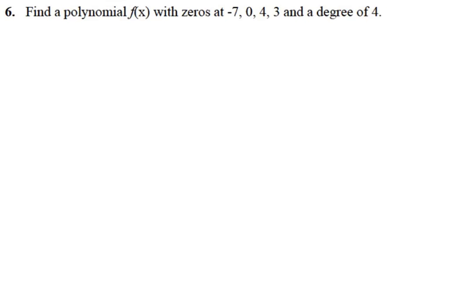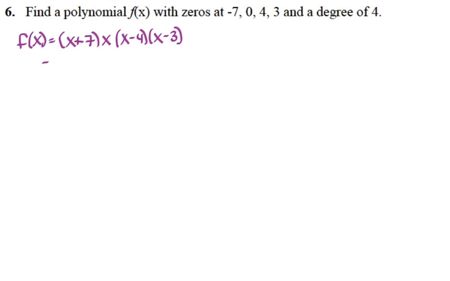Alright, to find a polynomial with the zeros of -7, 0, 4, and 3, you need to start by setting up your factors. So I have f of x equals, if I have a 0 at -7, that means my factor is x plus 7. If I have a 0 at 0, that means my factor is x. A 0 at 4 is x minus 4. And a 0 at 3 is x minus 3.